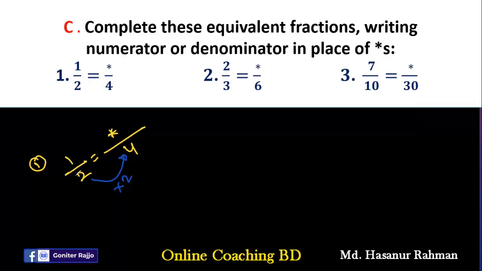If we multiply the denominator by 2, then we have to also multiply the numerator by 2. So the answer will be 2 ones are 2. That means 1 by 2 and 2 by 4 are equivalent fractions. Similarly, if we want to solve number 2, look at this.